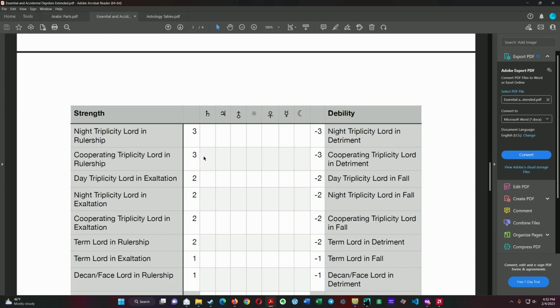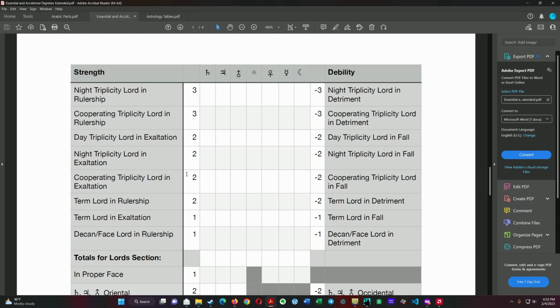I weight them equally. Some people only use the day ruler. I use all three. That's just me. And if it's an exaltation, if it's in rulership, right down to term or decan. And I check if the term lord's in rulership, because again, the term lord sets the bounds for what the planet can and can't do.